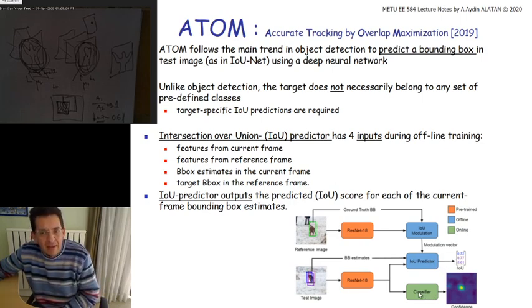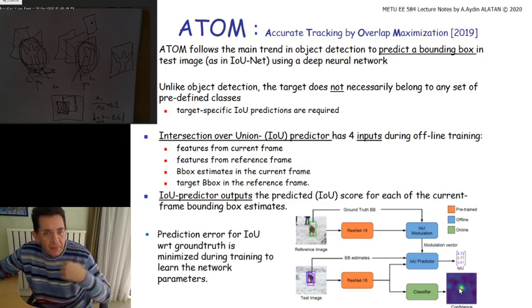In the meantime, the classifier is also saying whether this bounding box estimate has the correct target inside or not. The confidence will also be available here. Now, the prediction error with respect to the ground truth is minimized during the training, offline training obviously, and we learn the network parameters.